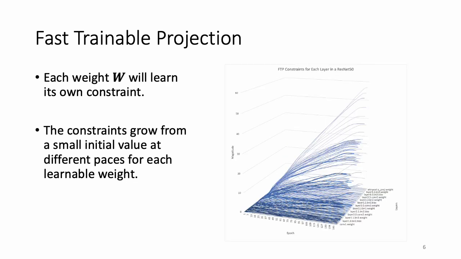Overall, each weight W will learn its own weight constraint. The strength of the constraint dictates how much the model is allowed to move away from the pre-trained model. The algorithm learns to use different constraints for each layer to fit the training data while also staying close to the initialization. On the right, we've shown an example of changing constraints for all layers in a ResNet 50. All constraints start from a small value and grow larger.